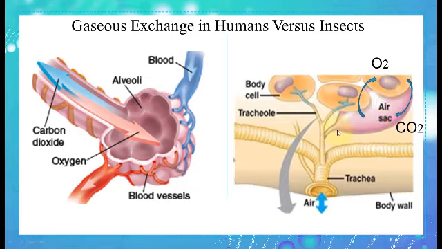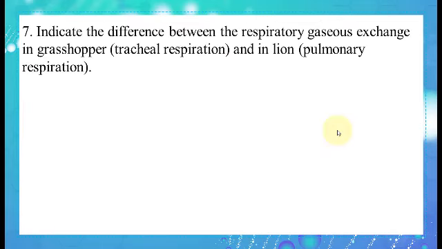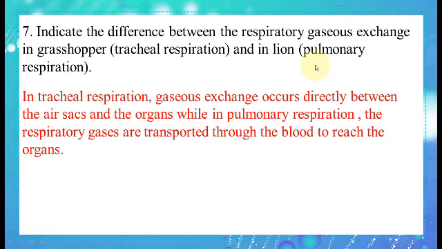Now it's time to answer number 7 in worksheet 21. Number 7. Indicate the difference between the respiratory gases exchange in a grasshopper as an example of tracheal respiration and in a lion as an example of pulmonary respiration. In tracheal respiration, gases exchange occurs directly between the air sacs and the organs, while in pulmonary respiration, the respiratory gases are transported through the blood to reach the organs.